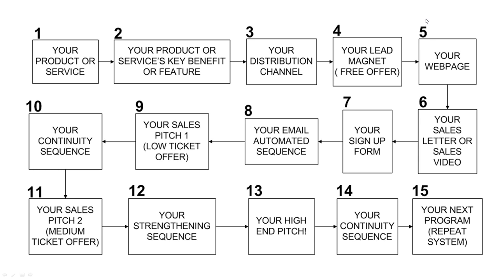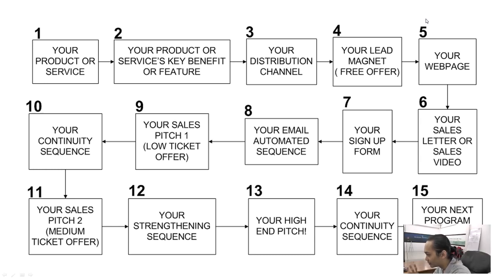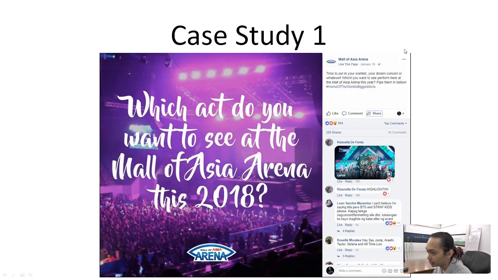Now, before we dive into much details, I'd like to show you this case study. This is an advertisement by Mall of Asia Arena. Mall of Asia Arena is basically an events ground where concerts, events, and sports are being held. Now they launched this ad, this marketing campaign which states, which act do you want to see at the Mall of Asia Arena this 2018?